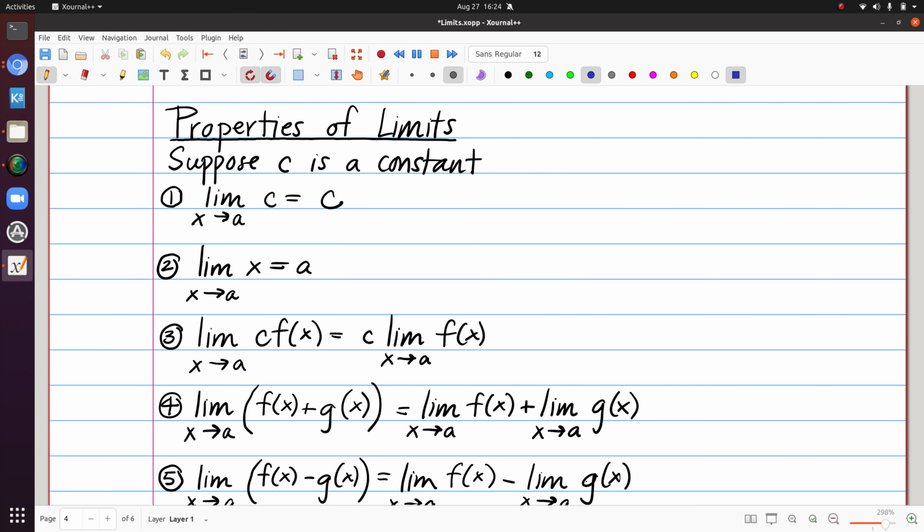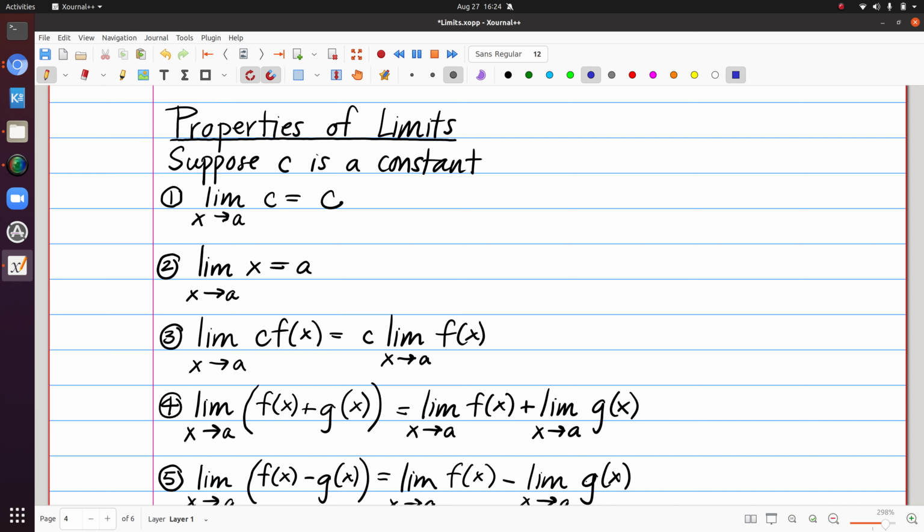Now that we've reviewed the idea of a limit, I wanted to present some properties of limits, and then after we've looked at these, go through a few examples of how we can actually find limits using these. So in these numbered properties here, we're going to assume that c is some constant.